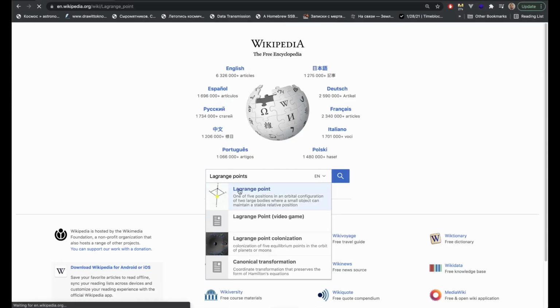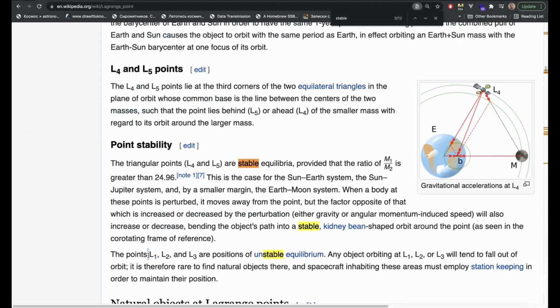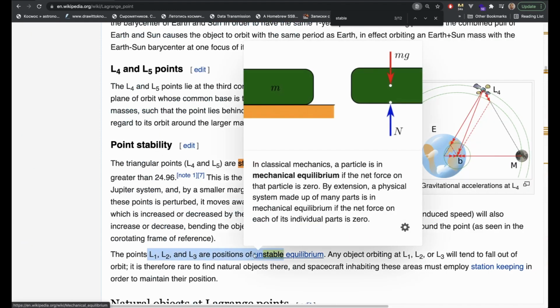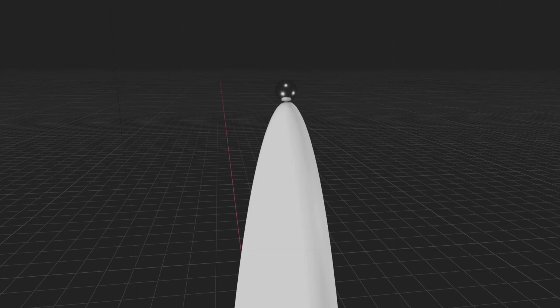Isn't it enough to go over to Wikipedia and see that the L1, 2, and 3 points are unstable, while the L4 and L5 points are stable? Well, the thing is, there's a deeper story to it for both the collinear and for the equilateral points. Let's start with the collinear ones.